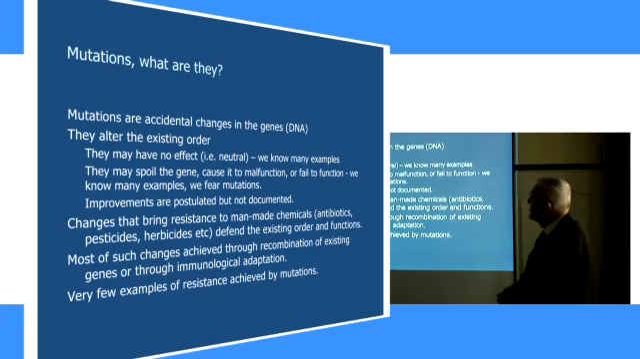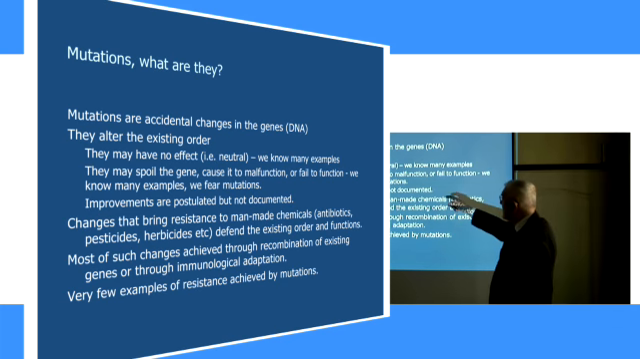Let us summarize this. What are mutations? Mutations are accidental changes in the genes, in the DNA. They alter the existing order. They may have no effect, neutral mutations. We know many examples. They may spoil the gene, cause it to malfunction or fail to function. We know many examples with field mutations.